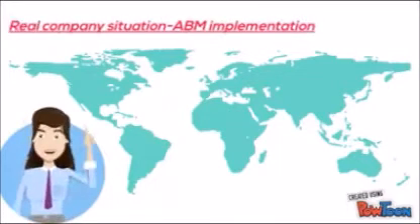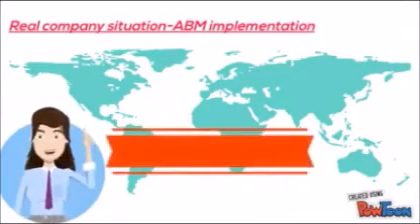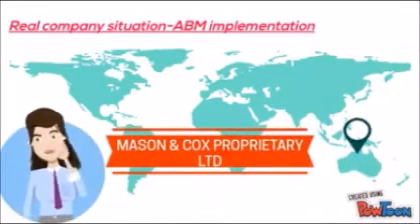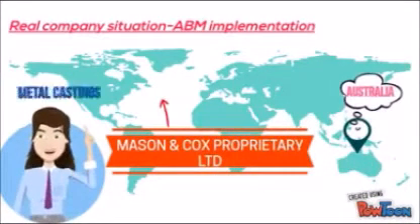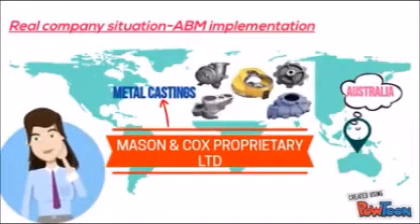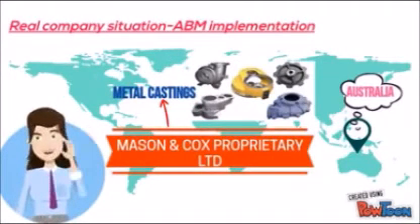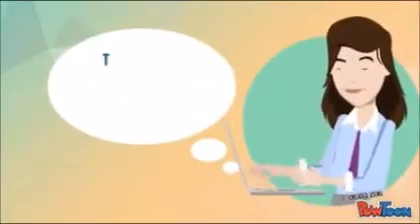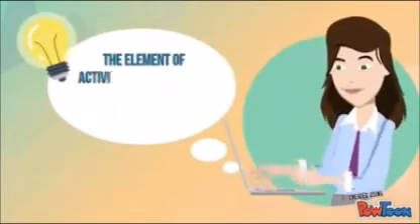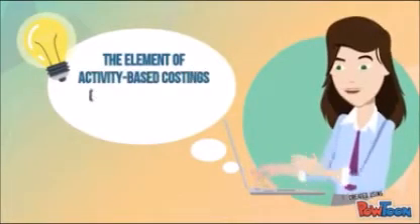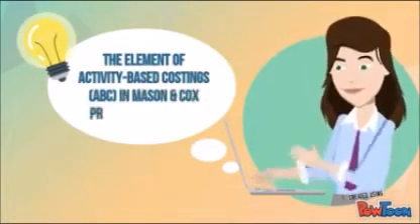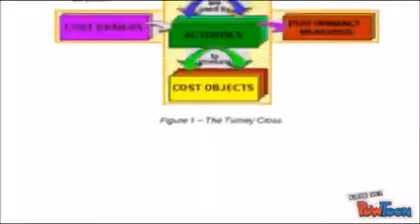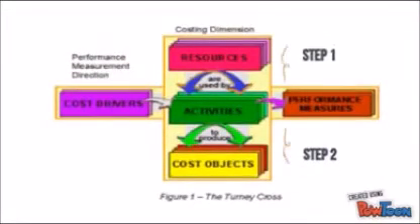In a real-life company situation, we can refer to Mason & Cox Proprietary Limited, the largest Australian foundry producing metal castings for a wide range of local industries and export customers. First of all, the element of activity-based costing in Mason & Cox starts with identifying the problem that needs to be highlighted. From this, there were 2 steps involved.